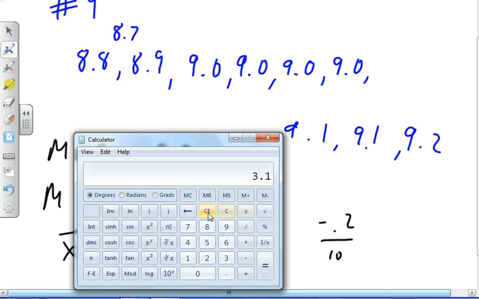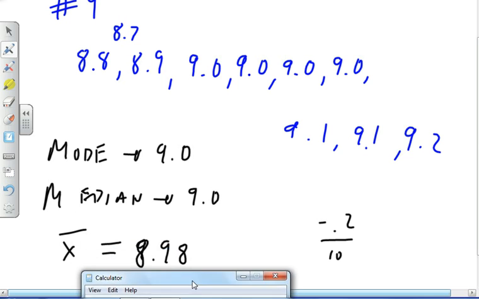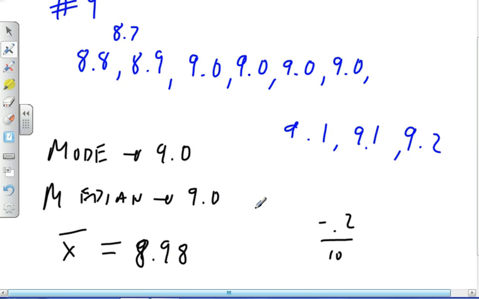So if I was going to do it on my calculator, 8.7 plus 8.8 plus 8.9 plus 4 times 9 plus 2 times 9.1 plus 9.2 equals divided by 10. I can divide by 10, but I'd rather just divide by 10 in my head, but that's okay. 8.98, which is exactly what I thought it was. Okay, good enough?